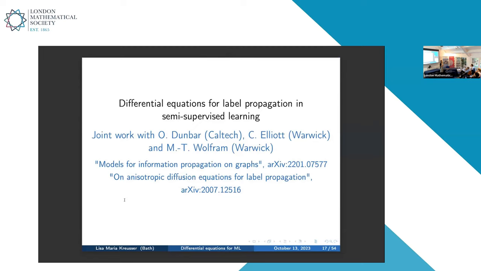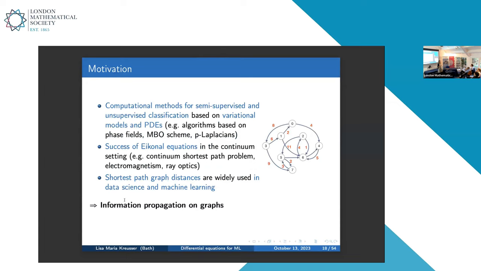Having looked at some problems in the context of optimization, as a next step, I'd like to move to a slightly different topic, namely, this is more related to differential equations for label propagation and semi-supervised learning. This work is also motivated by what is known in the community of differential equations and more recently in data science, namely that many computational models in the context of semi-supervised learning are actually based on differential equations.